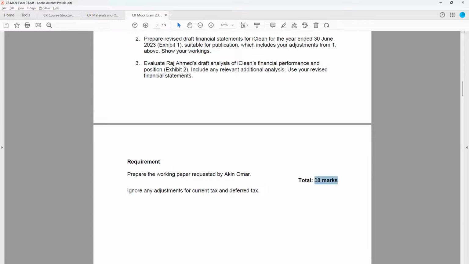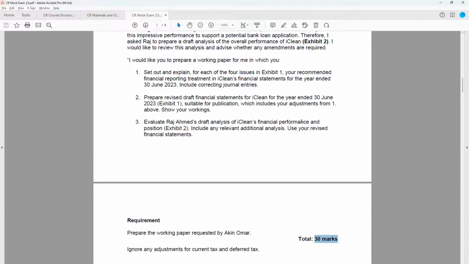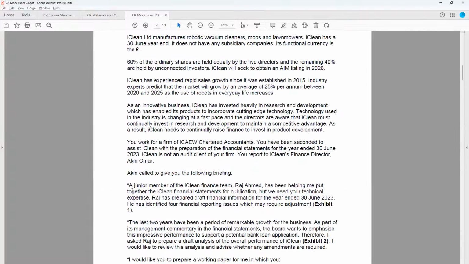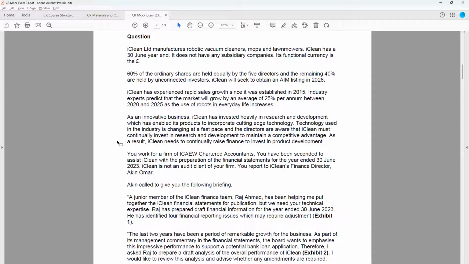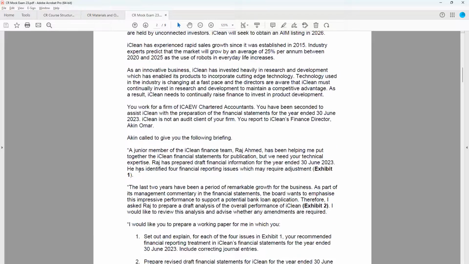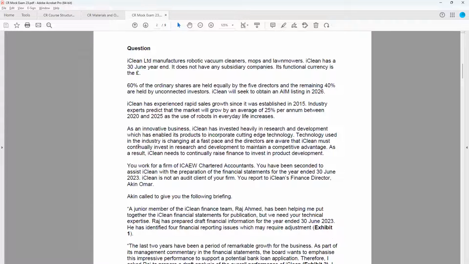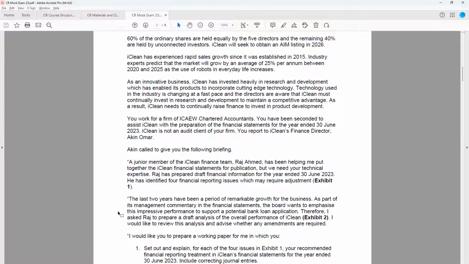I'll explain how to allocate the marks to each requirement so that you can estimate the time you should spend on each requirement. Then once we've identified the best way to approach the question, we'll be able to read through the information actively, and I'll be explaining how to identify which piece of information is relevant to each requirement and how to integrate this information into your answer and the key points in the question which you should develop points from.